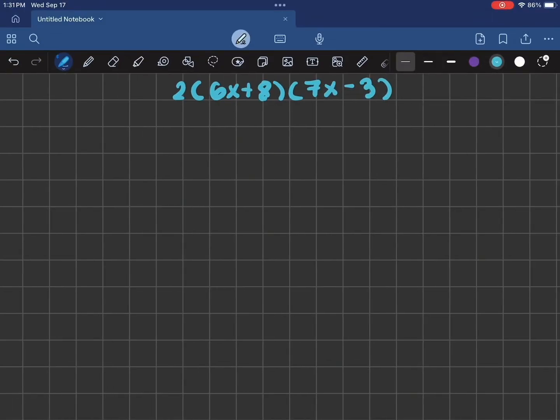Expansion is basically multiplying digits into bigger numbers. This applies to numbers in parentheses. When you see numbers like 2 times the quantity 6x plus 8 times the quantity 7x minus 3, which can also be read as 2 parentheses 6x plus 8 parentheses times parentheses 7x minus 3 parentheses. Remember that they are called binomials, and there are many methods and ways to expand or multiply.